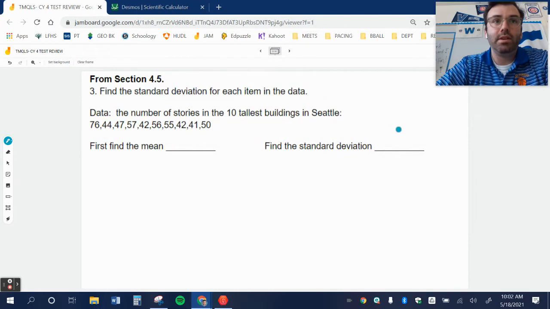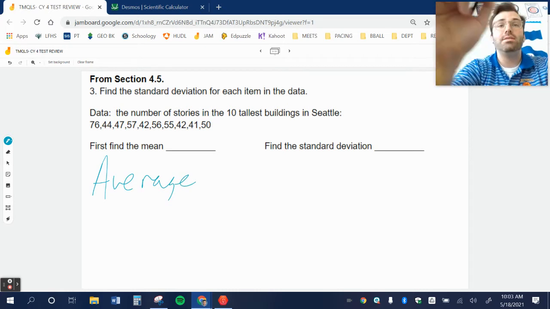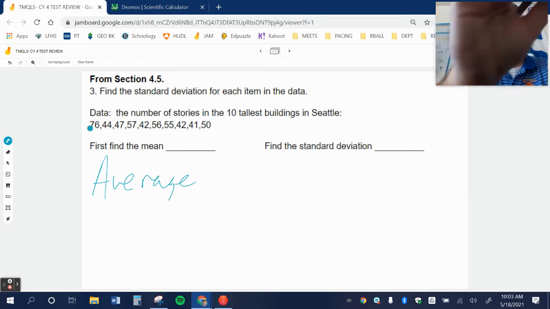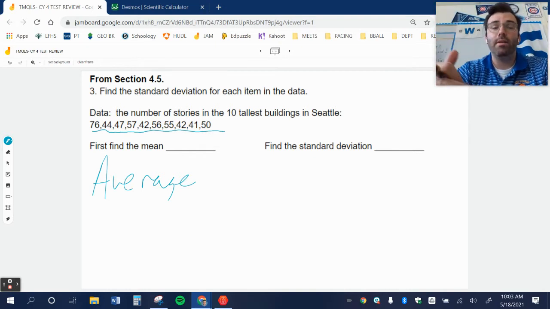Let's keep going. Section 4.5, find the standard deviation. I would suggest maybe looking this over because it can be kind of confusing. The first thing we're going to have to do here is to find the mean. But remember, another word for the mean is the average. So I want to find the average of all of these numbers. Well, how do I do that? I'm going to add all of them up and divide by the amount that I have.